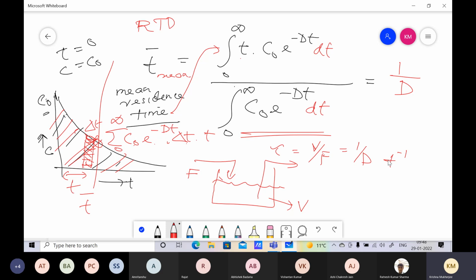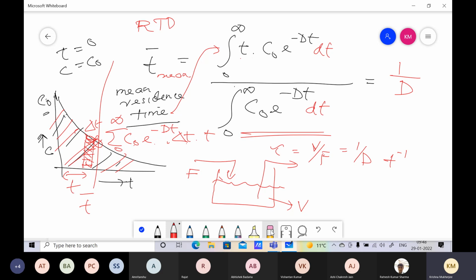So please study a little more. So the RTD for an ideal CSTR is this, and the mean residence time is given by this expression, which is obviously equal to 1 by D from common sense again. But you can almost solve it by parts, and this will come to the same thing, 0 to infinity. It's not a very difficult integration to do.